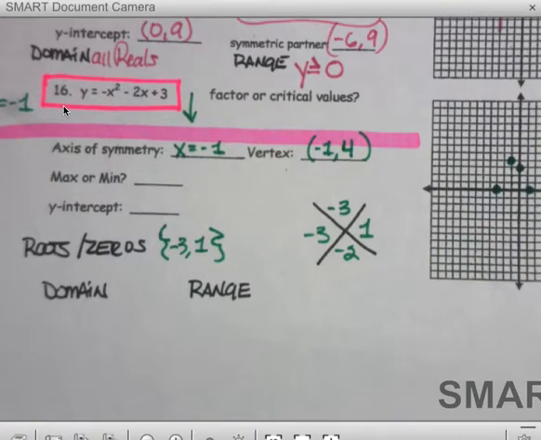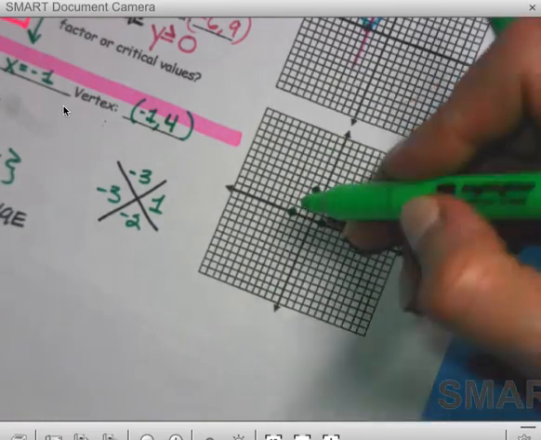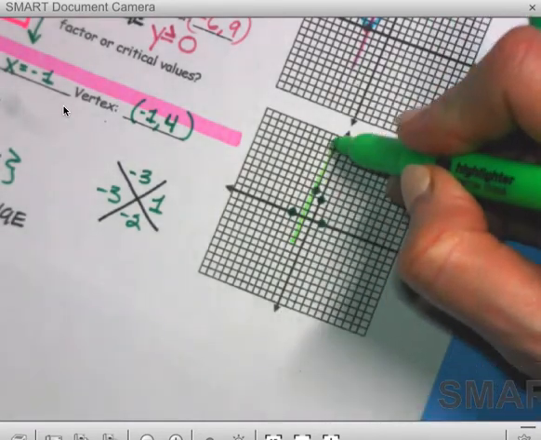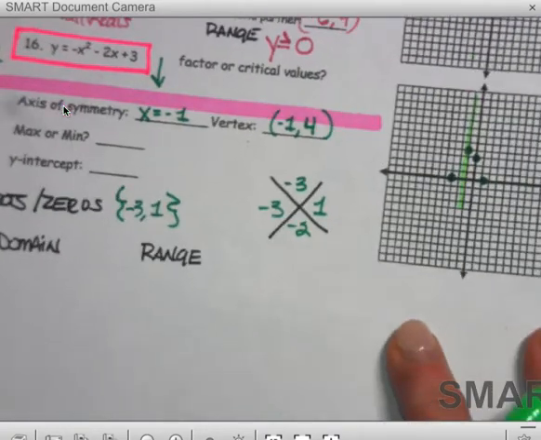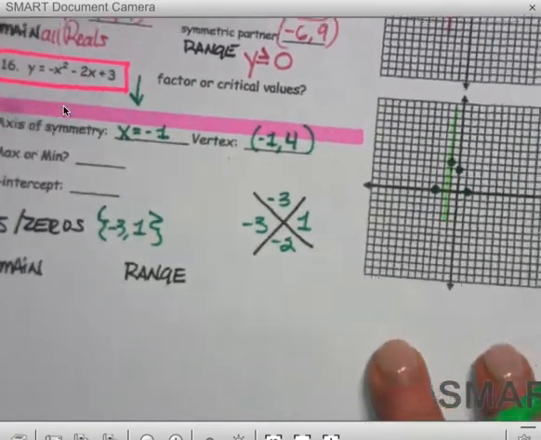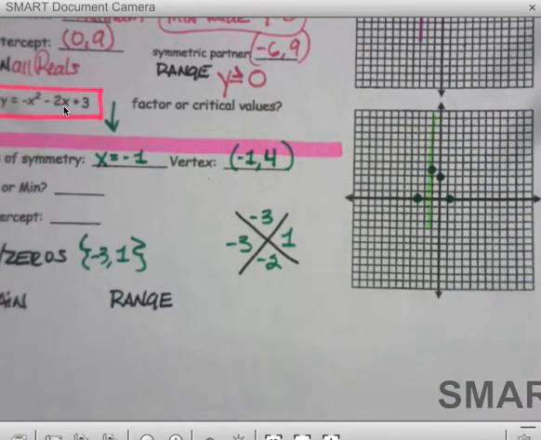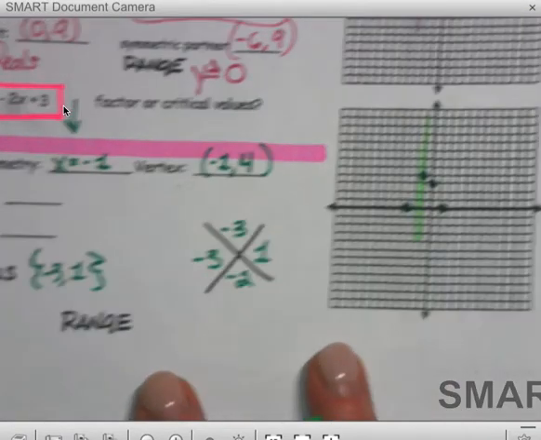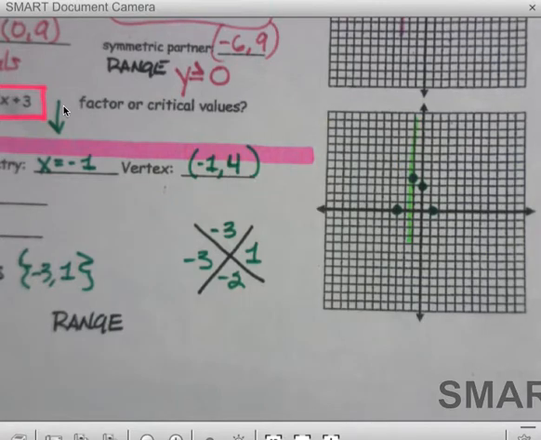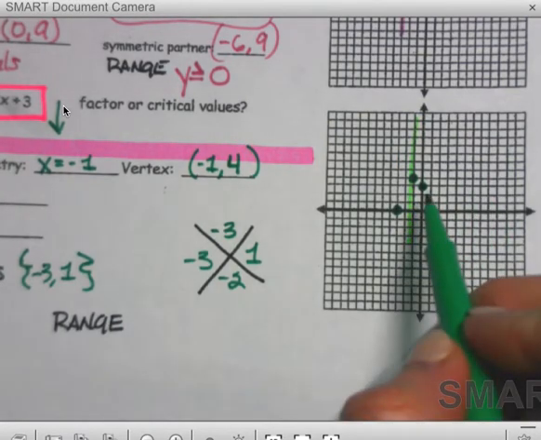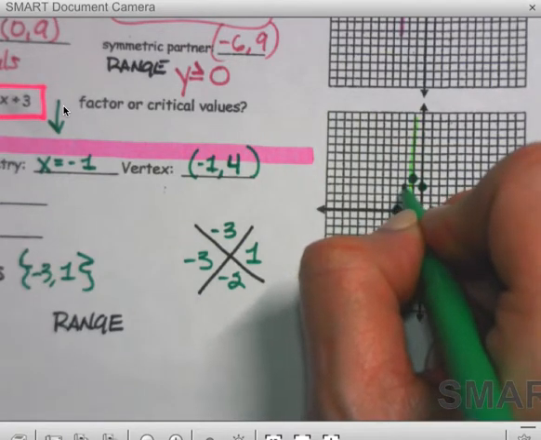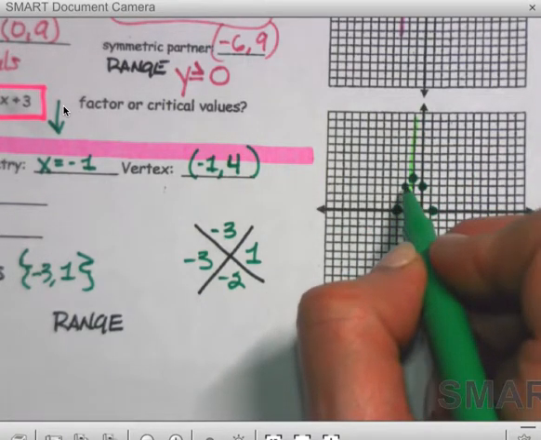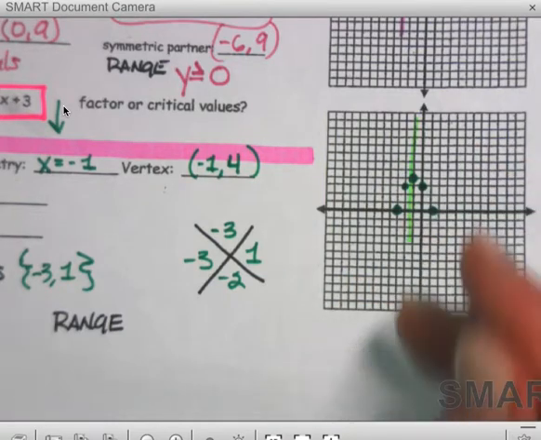And I'm going to roughly sketch in my axis of symmetry. Well, I didn't do a very good job of that, but that's okay. My axis of symmetry is sitting right there. And let me get my page straightened up again. And let's see, my y-intercept is 1 unit to the right of the axis of symmetry, which means his partner is going to be 1 unit to the left. So his partner is going to be the ordered pair -2, +3.